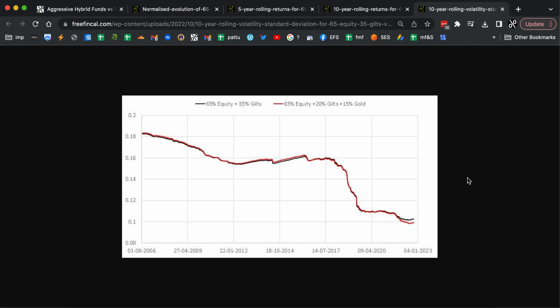Finally, this is the rolling volatility over 10 years, and you can see that there's not really much of a difference in volatility. There is the standard deviation as well. So if you ask me which is better, I would say either one of them can be used.